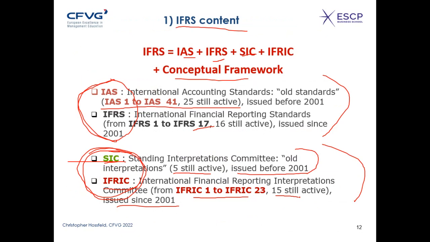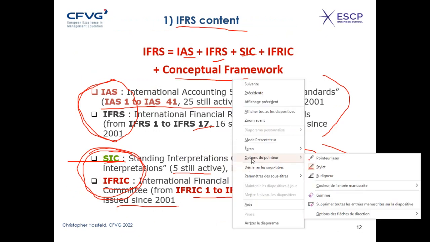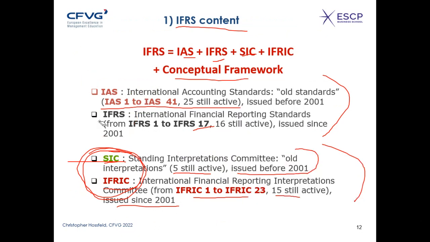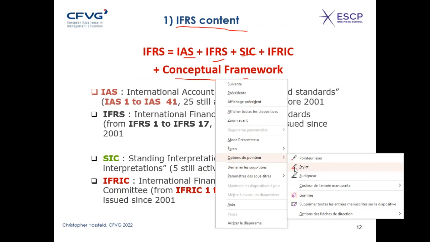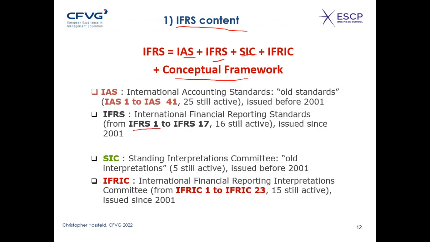Okay, so IAS, IFRS, SICs, IFRICs, everything has to be used. But that means you also need to be careful when you talk about all this. For example, it's not the same thing if you talk about IAS number 1 or if you talk about IFRS number 1. As you see, we have both, and they're not dealing at all with the same question. So you have to be precise. Are you talking about IAS number 1 or are you talking about IFRS number 1? Not the same thing.